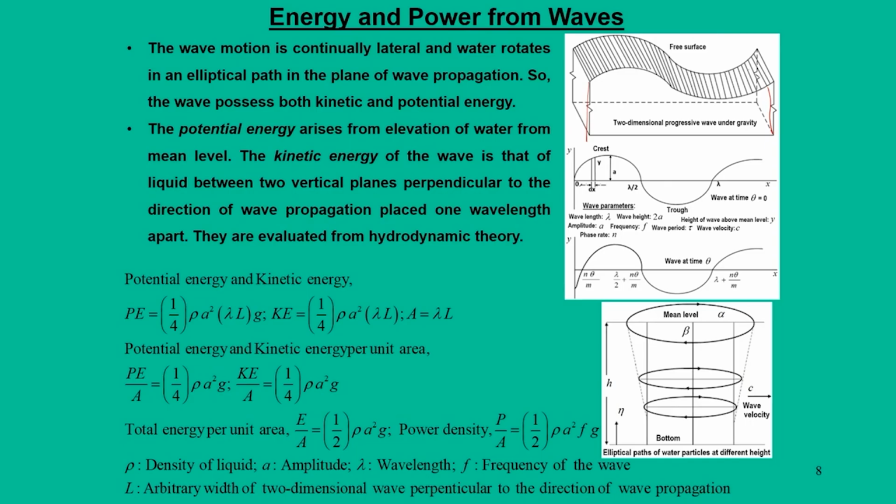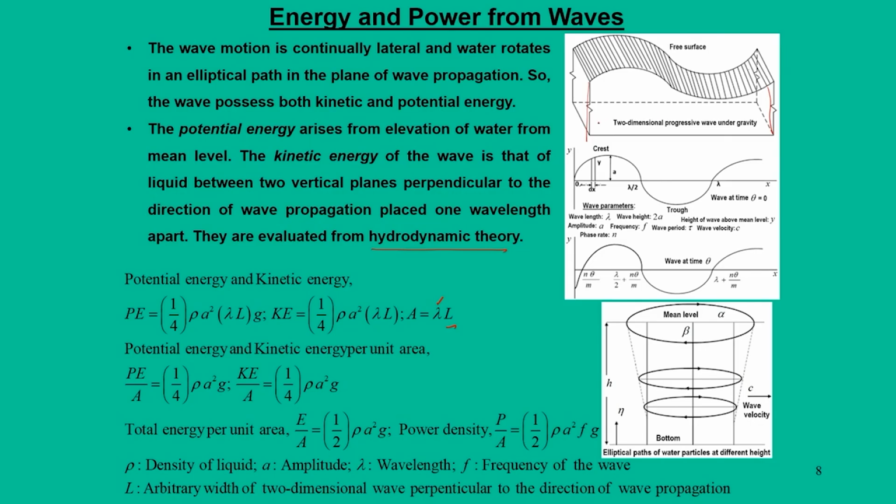This velocity of the wave we know is c, and that can also be related to amplitude and wavelength. We are not going deep into this theory. There is a hydrodynamic theory that tells us the kinetic energy and potential energy possessed by the wave. Here we are looking at an arbitrary length L in a two dimensional plane, and along that arbitrary width we are looking at a wave having wavelength lambda.